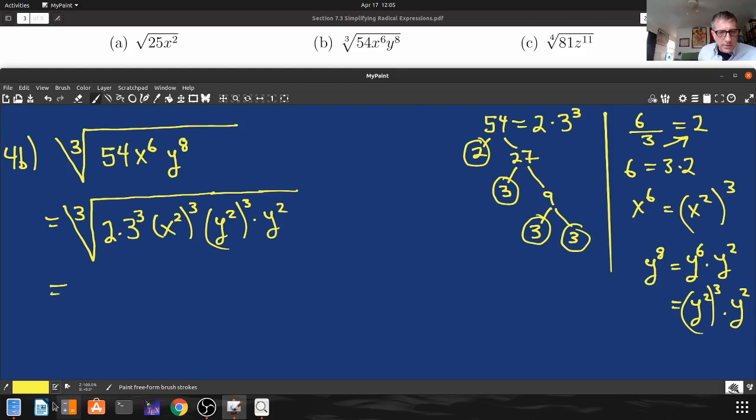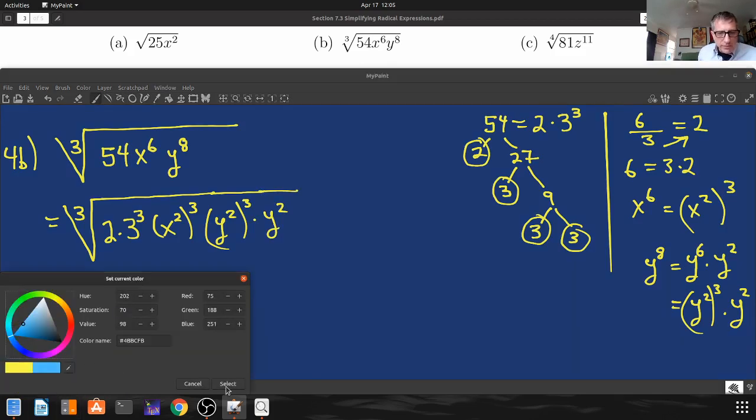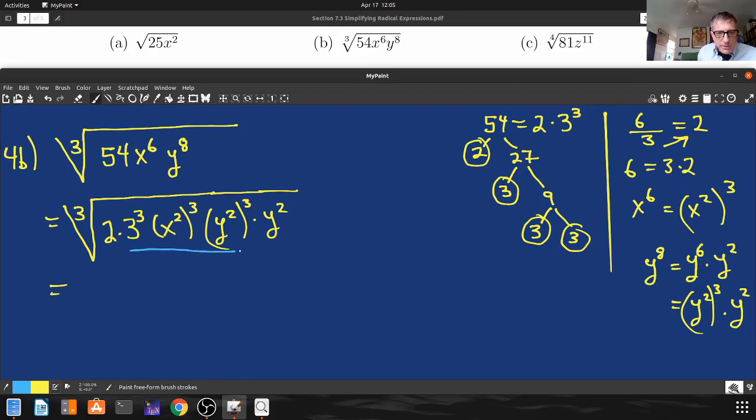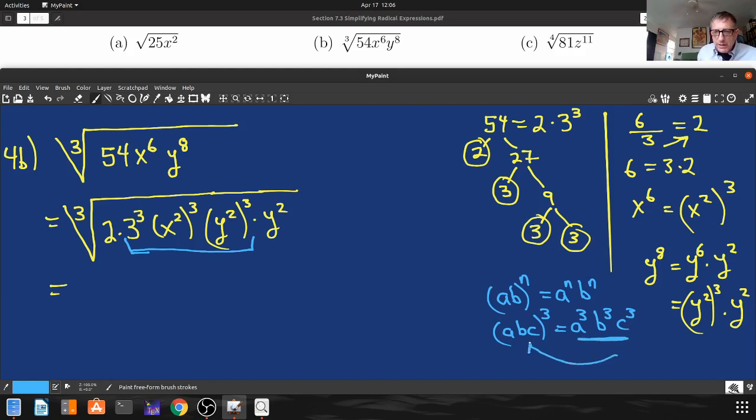And my next move is I'm going to group together all of my elements that are raised to the 3rd power. And I'm going to use the power of a product rule that says a times b to the nth power is equal to a to the nth times b to the nth. So in particular, abc to the 3rd power is equal to a to the 3rd power, b to the 3rd power, and c to the 3rd power. So I have something like this, and I want to get it into this shape.